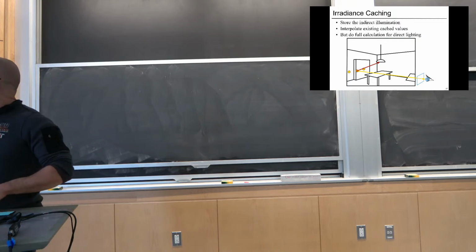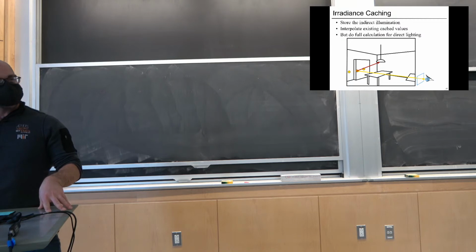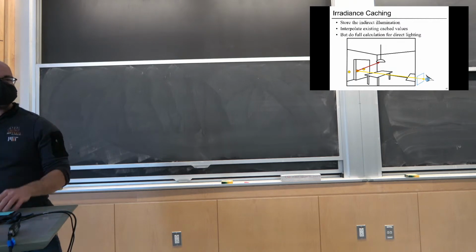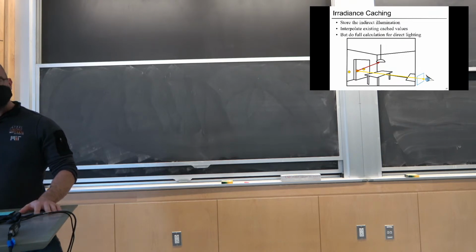If a point is within this distance, take all the irradiance cached points nearby and average them with a weight that's proportional to distance, or probably inversely proportional. That would be perfectly reasonable, and that's what a lot of these algorithms do.